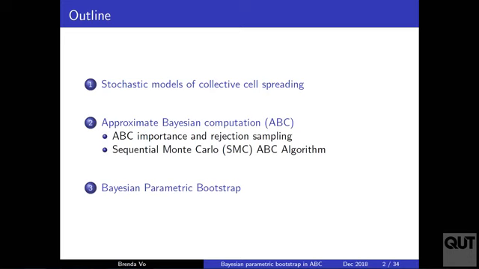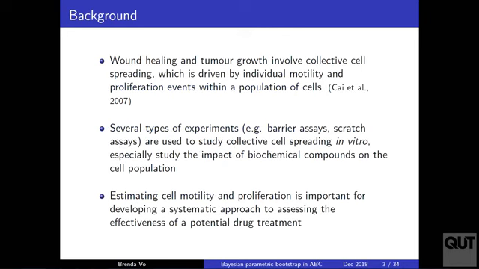And then I'm going to talk quickly on ABC. And in particular, we're looking at ABC importance and rejection sampling and SMC ABC. And then next one will be the Bayesian parametric bootstrap. So just a bit of background on the model and the context.